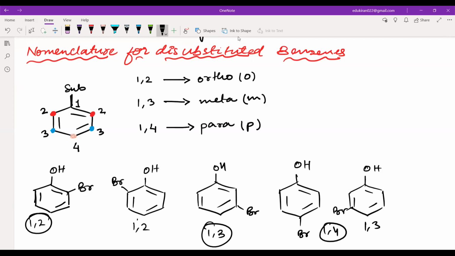Or also you can write one more thing. In ortho, the carbons which have the groups are next to each other. There's a difference of 0 carbon, 0 carbon in between. In meta, it means we have 1 carbon in between the groups. And in the para, you will have 2 carbons in between.